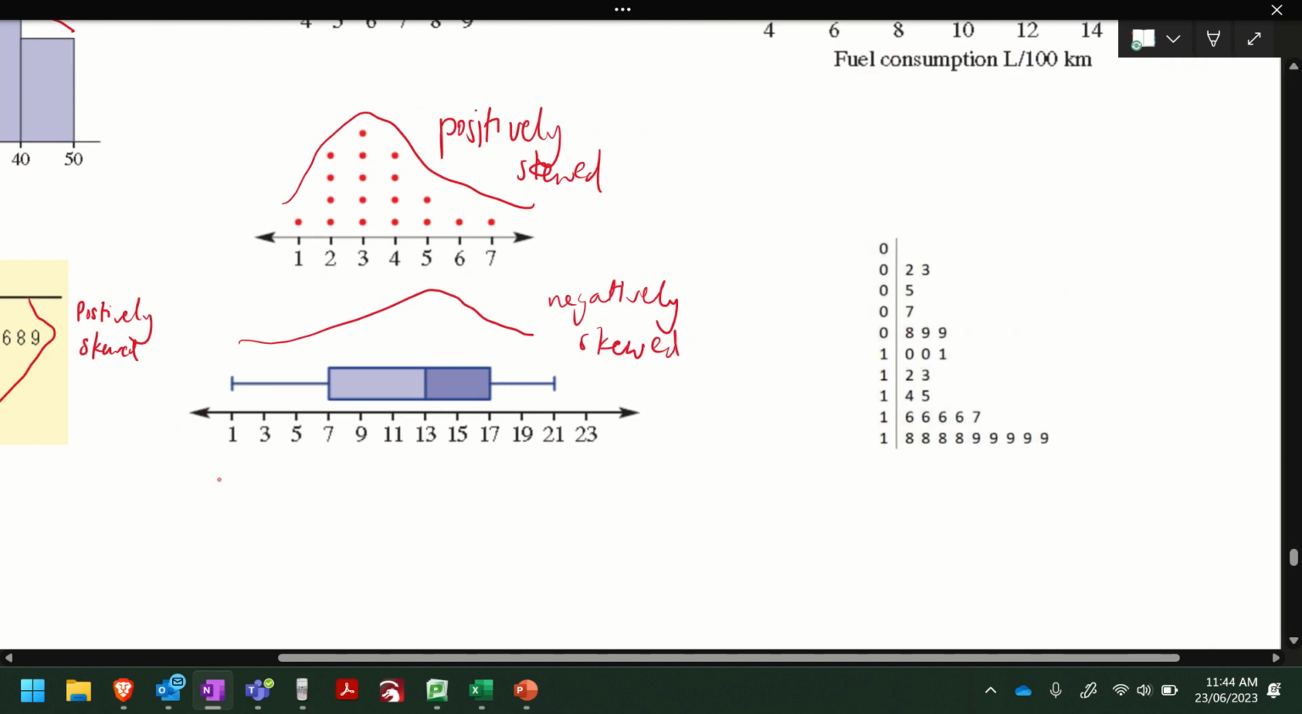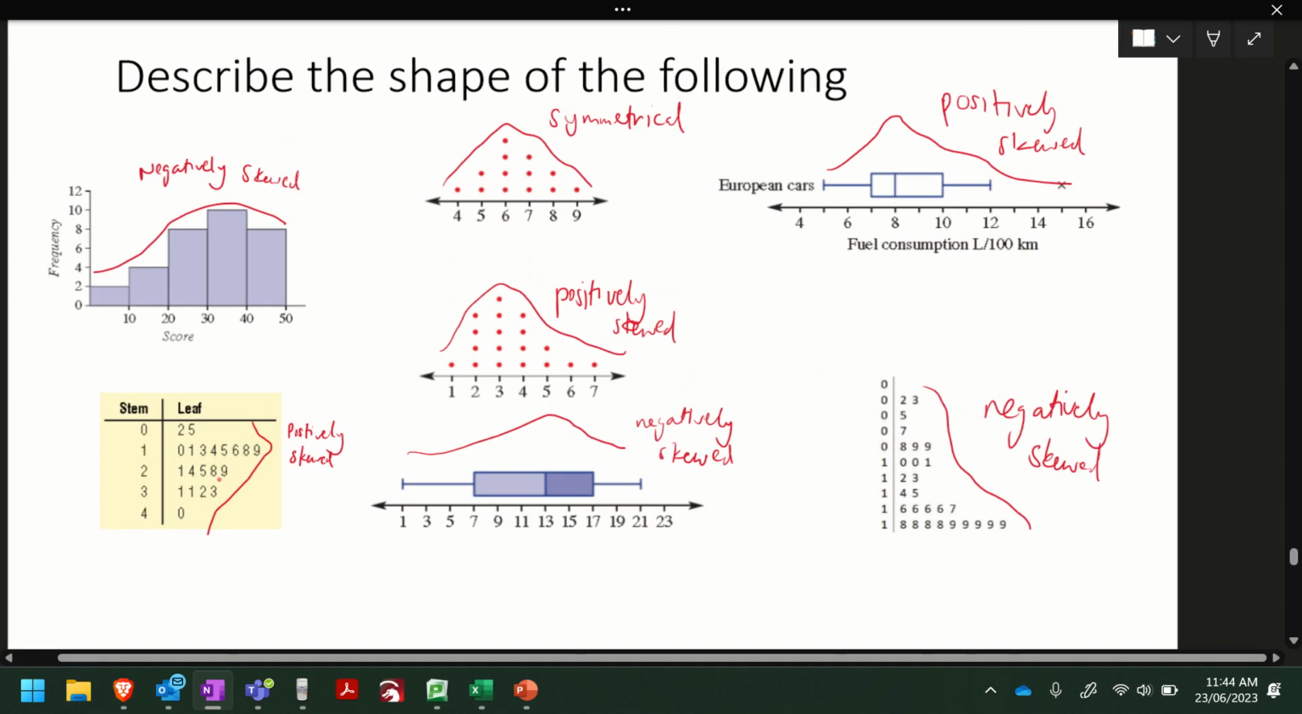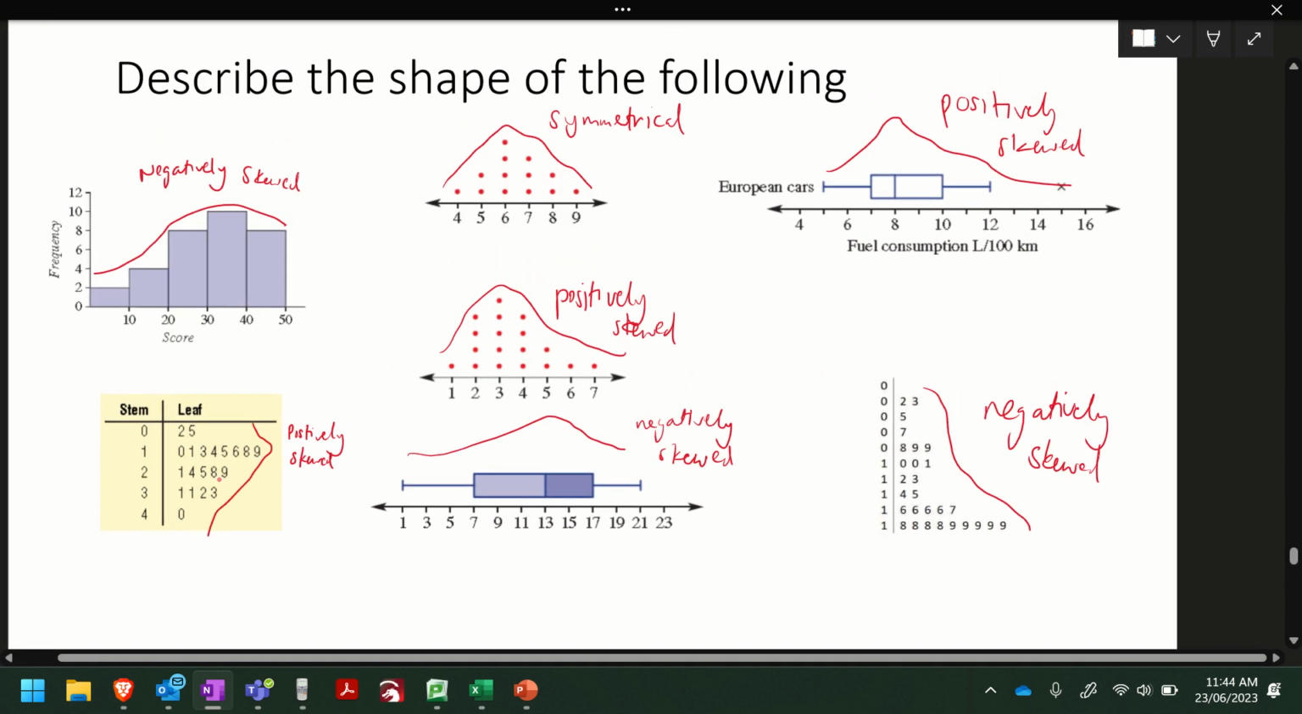What is it? Good. Turn your head to the side. Remember, negative starts low, goes high. Positive starts high, then it goes down. Okay, negatively skewed. So again, draw the mountains if you want on these. It does help.